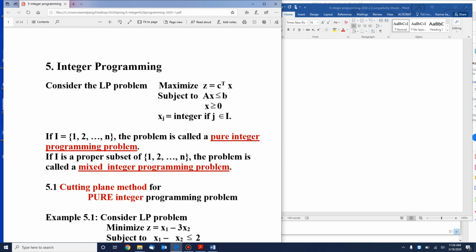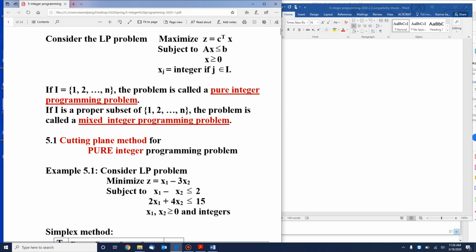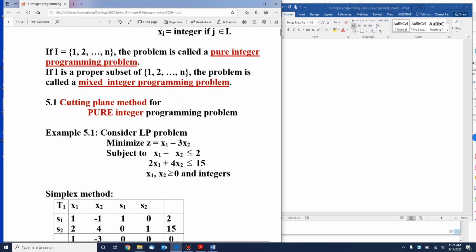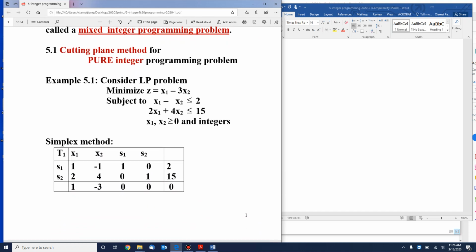Today we are going to deal with pure integer programming, and the method we are going to use is called the cutting plane method. So now let's start talking about an example.